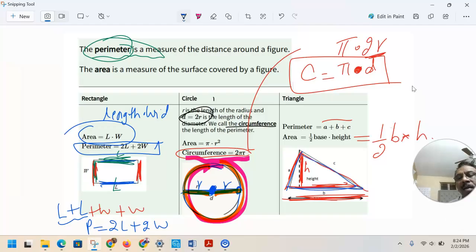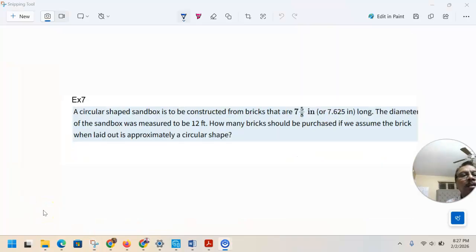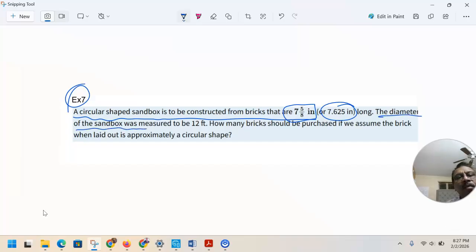Adding all around is the perimeter. So depending on the situation and what question is asked, we'll do that. This is example number 7. A circular shaped sandbox is to be constructed from bricks, and each brick's size is given to us in inches. The diameter of the sandbox was measured to be 12.